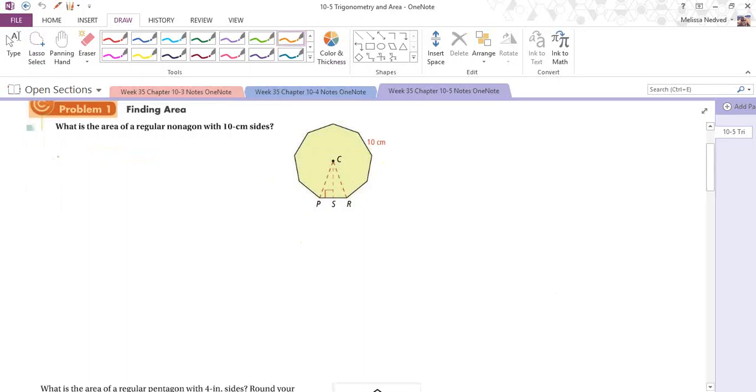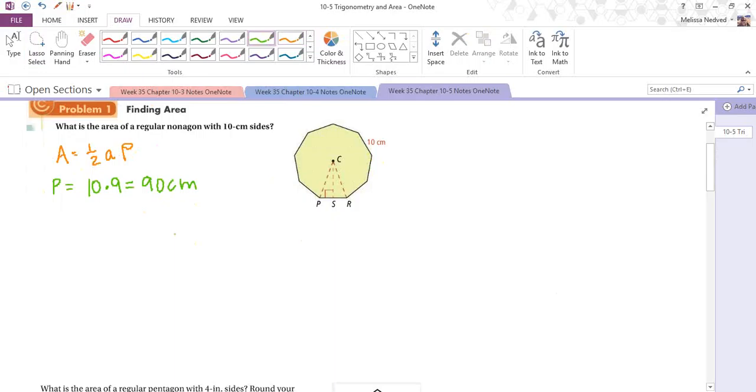this nonagon. Just as a refresher, from section 3, our area is equal to half times the apothem times the perimeter. So knowing that I've got a side length of 10, I can go ahead and find my perimeter right away. We're going to do that and get that out of the way. It's got 9 sides and each side is 10 centimeters long, so our perimeter is a total of 90 centimeters.